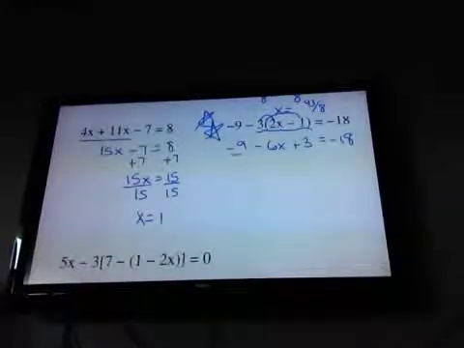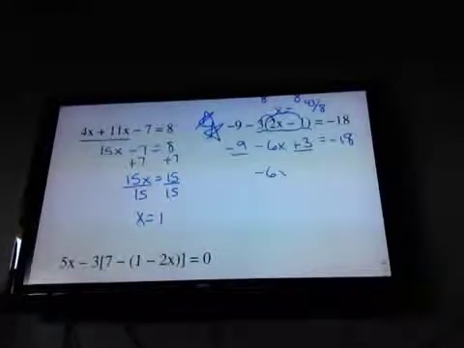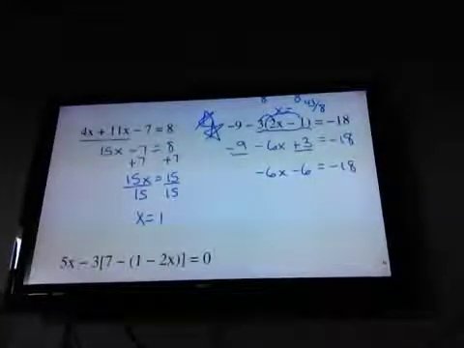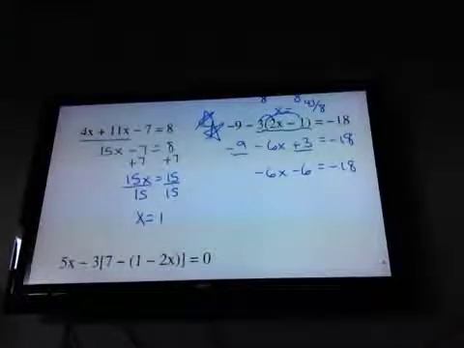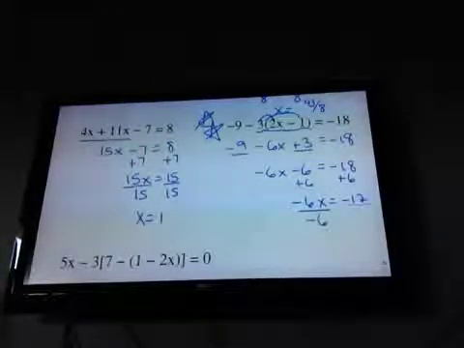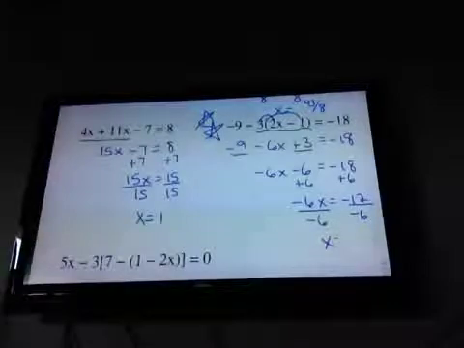Equals -18. Collect these constant like terms. -9 plus 3, -6. Get that x term alone, so I'm going to add 6. And then divide by -6. And x equals 2.